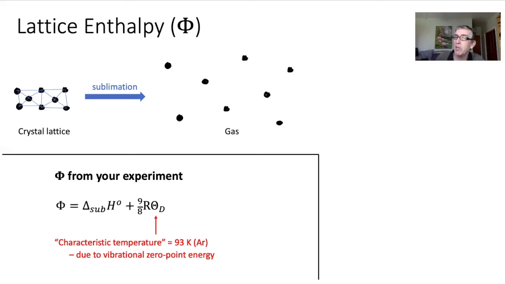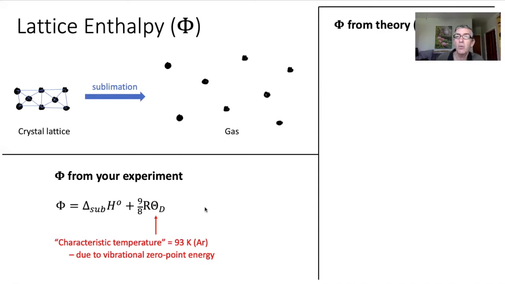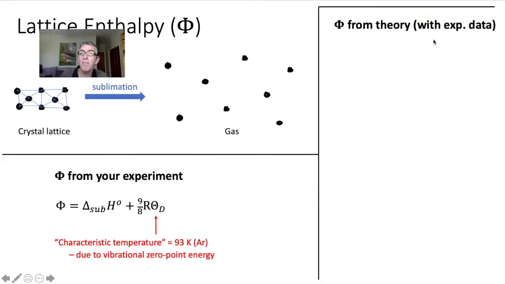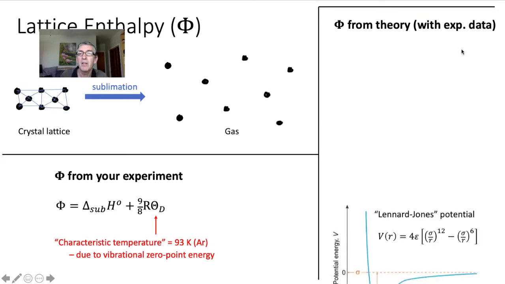We want to compare that with a theoretical model. So let's talk about the model. Okay. So the lattice enthalpy from theory then. Now we will be combining theory with some data, but it'll be different data, not your data.